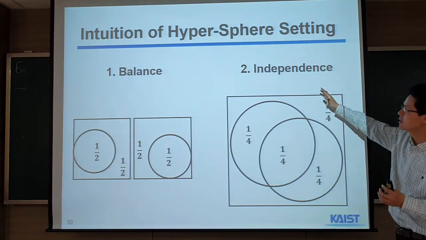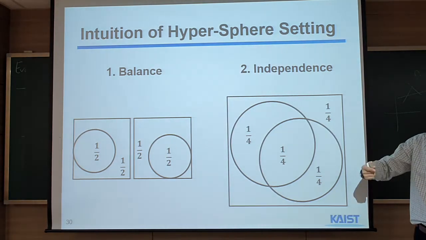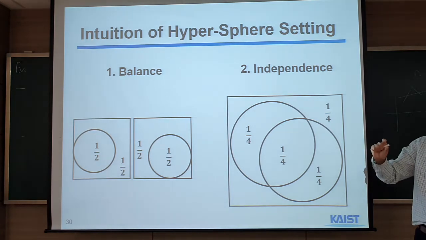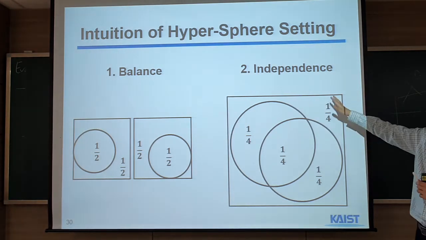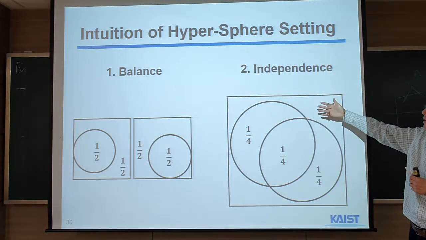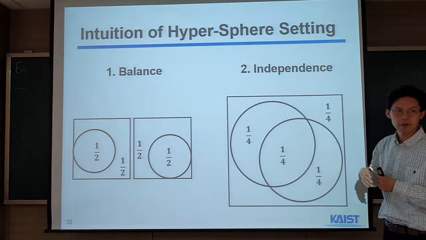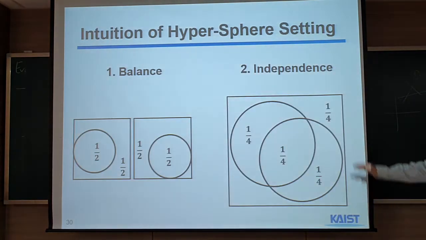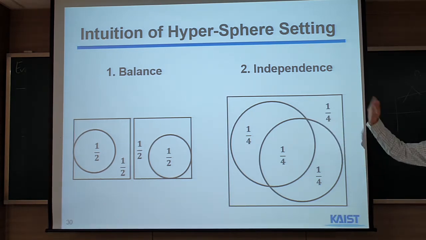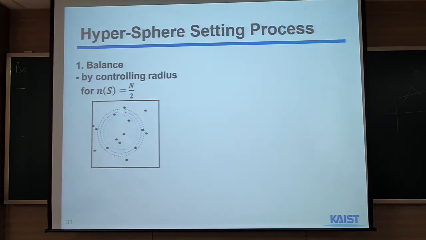I didn't talk about the mathematical derivation, but if we think about the independence property, based on that we can have this kind of data distribution out of the two events. The event here is nothing but whether the data is located inside or outside of the hypersphere. I'm just giving high-level intuition instead of the actual low-level derivation.